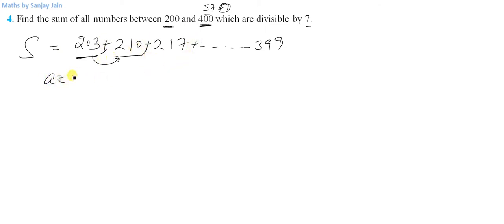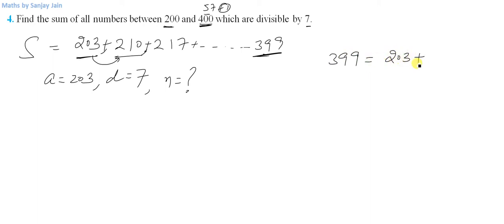I have got the first term, which is 203. I have got the common difference, which is 7. This is clearly an AP, right? And what is the number of terms? I need to find that out. So I'll put 399 equal to the first term plus n minus 1 into the common difference, which is 7. So this will be n minus 1 into 7.